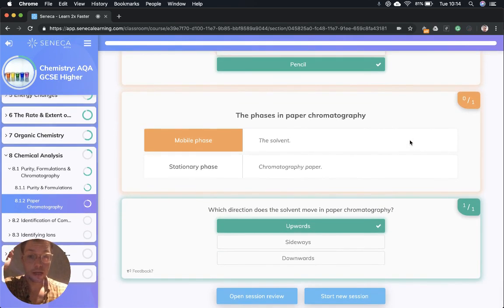That's what we want. And where does the solvent move in paper chromatography? It moves on up. Do you know what else is moving on up?